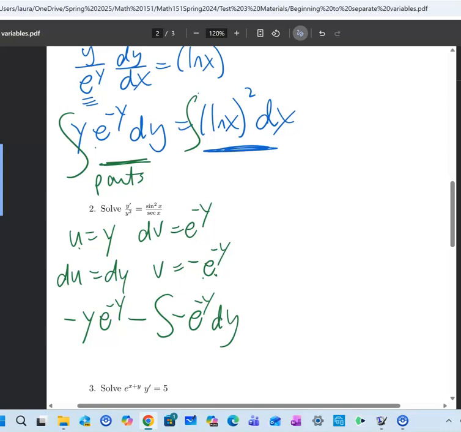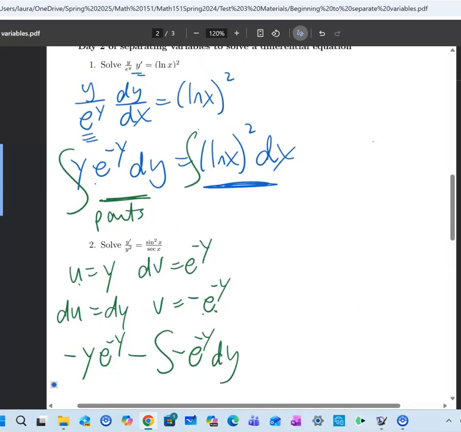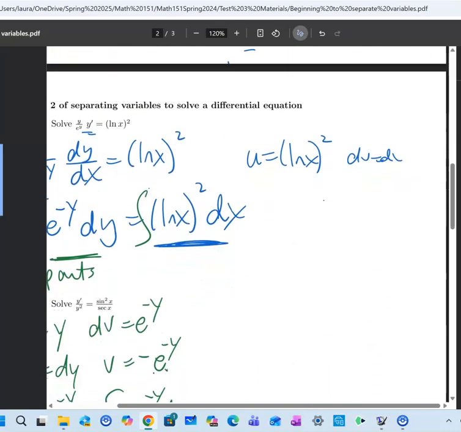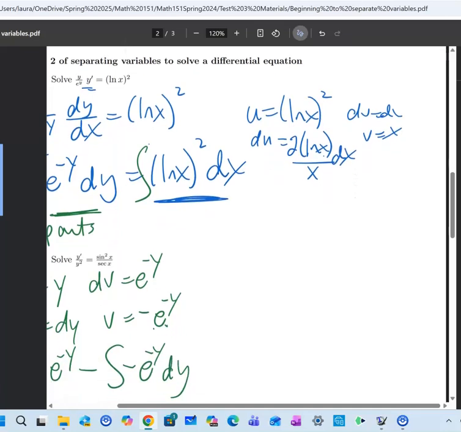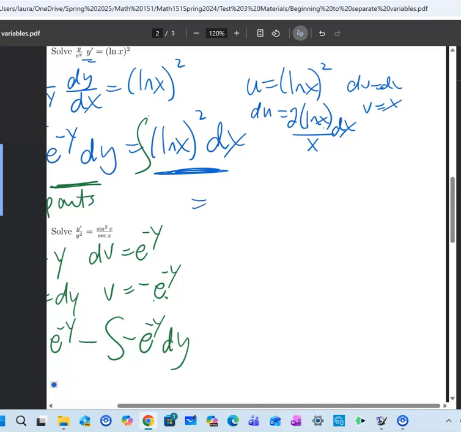What do we do with this? I think that this is parts type 2, where I let u equal the ln of x squared, and the dv is just dx. So v is x, and then when I take the du, I get 2 ln of x to the 1 power times the derivative of ln of x, and then times dx. Okay, so this right-hand side turns into uv, x ln of x squared, minus the integral of v du. So I'll have 2 ln of x over x times an x dx.